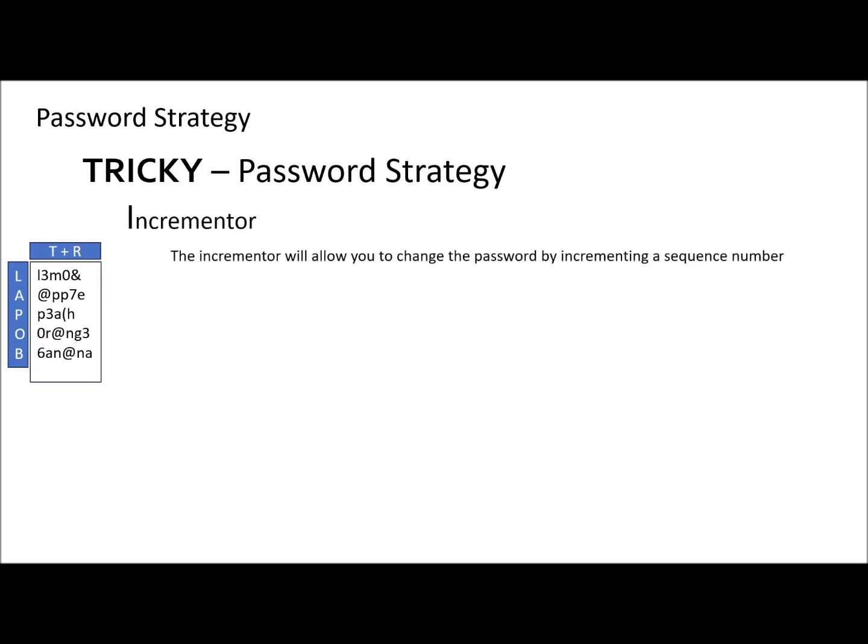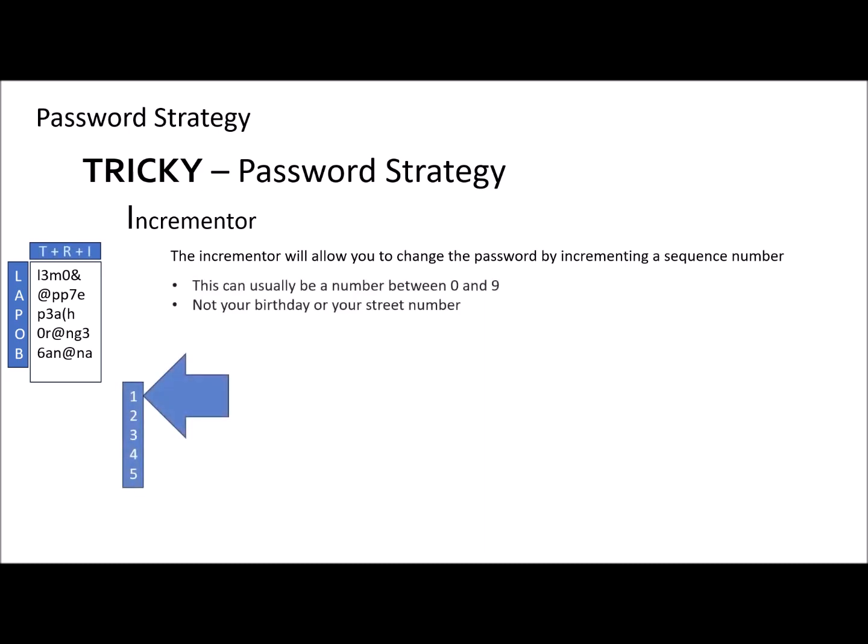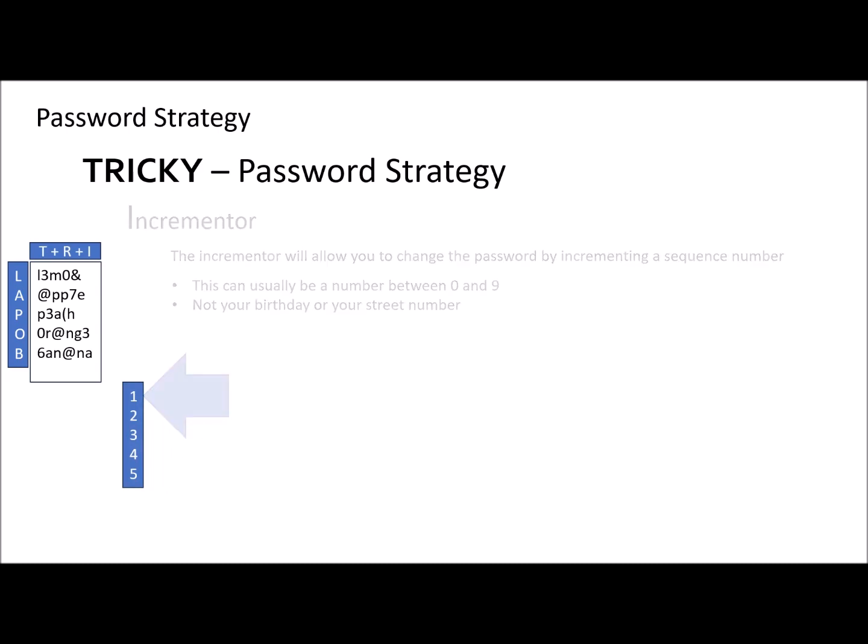The next thing we want to think about is an incrementer. An incrementer will allow you to change the password by incrementing the sequence number. So say, for example, you work at a job and they ask you to change your passwords every 3 months or so, what you would do is increment, okay? But we're not going to get into that. It's usually a number between 1 and 7. It can't be like your birthday or anything. It's going to be numeric keys 1 through 9 on your keyboard. We'll get to that in a moment, but we'll just put that as a placeholder.